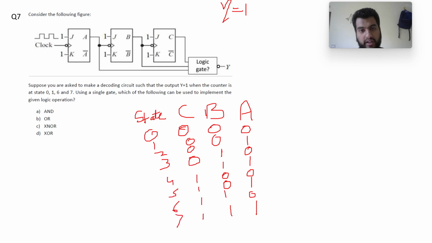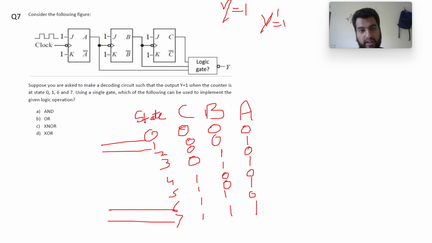So output should be 1 at 0, 1, 6 and 7. But if you carefully examine, this is a logic gate, and then we have the bubble here. That means we have a logic gate whose output is y complement. So our logic gate should implement the functionality y complement, which should be equal to 1 for those states where y is 0. So if my output out of the logic gate is 0, it will go to a NOT gate and it will give me 1.